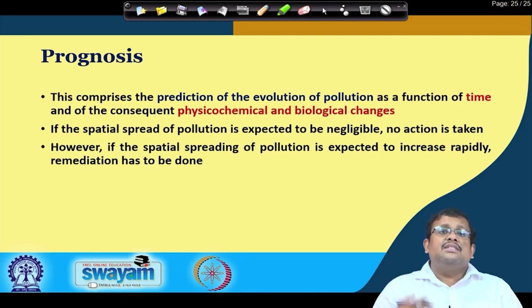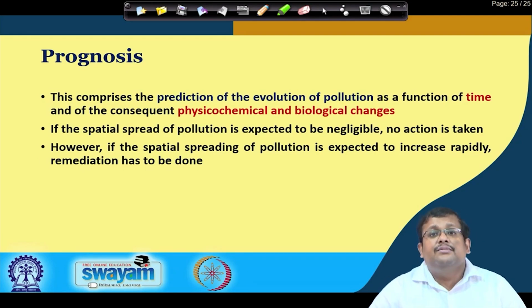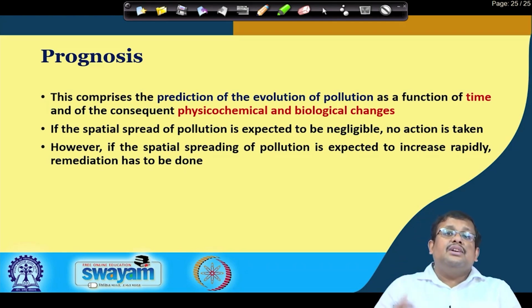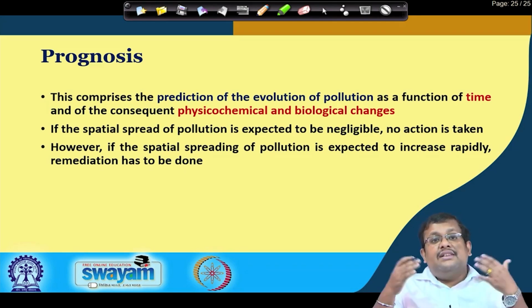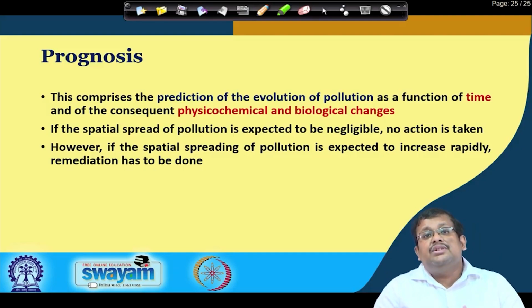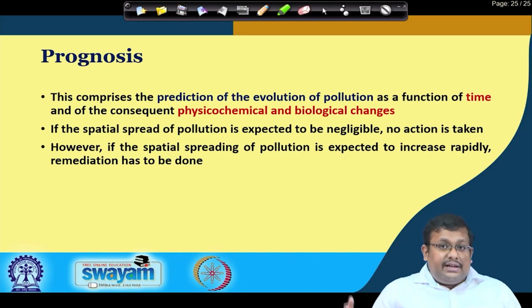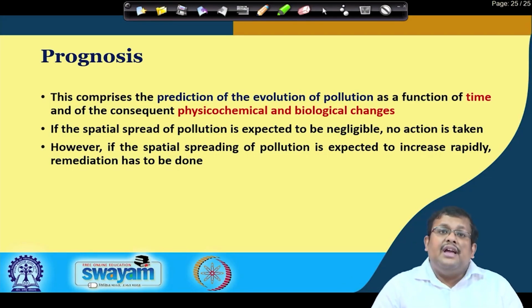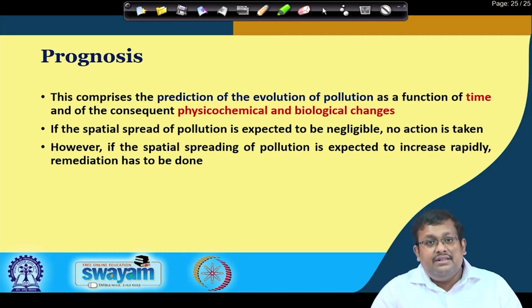And the second important aspect is prognosis. This comprises the prediction of the evolution of the pollution as a function of time and the consequent physiochemical and biological changes. If the spatial spread of pollution is expected to be negligible, no action is taken. However, if the spatial spread of pollution is expected to increase rapidly, then we have to go for remediation practice.